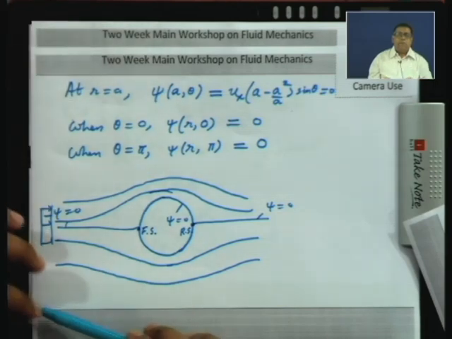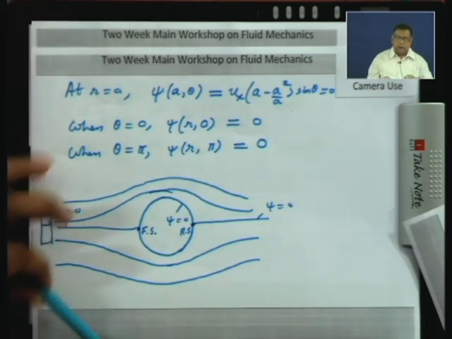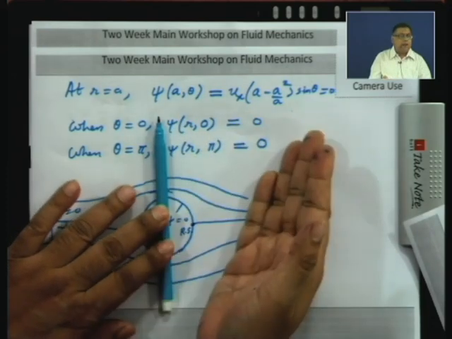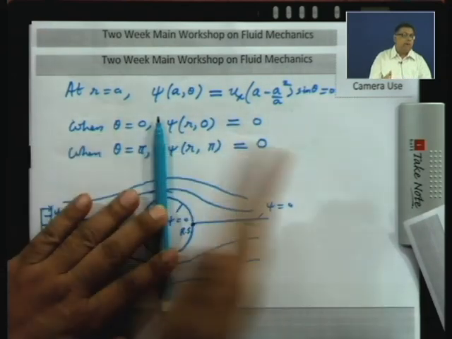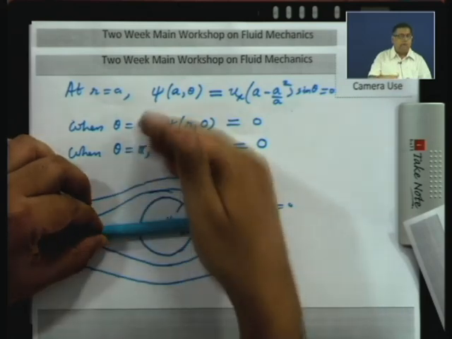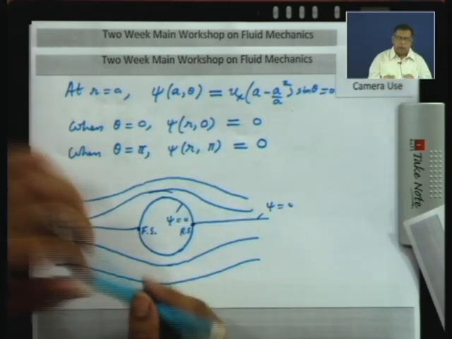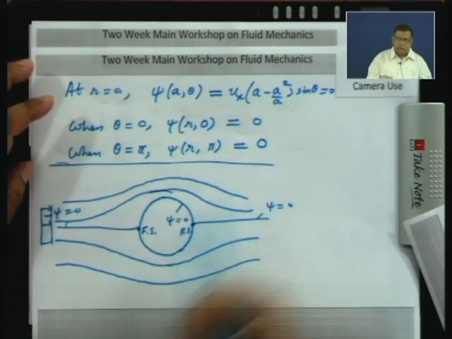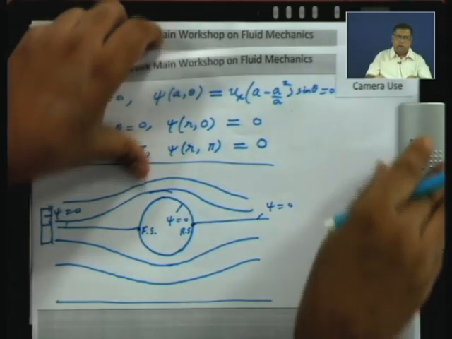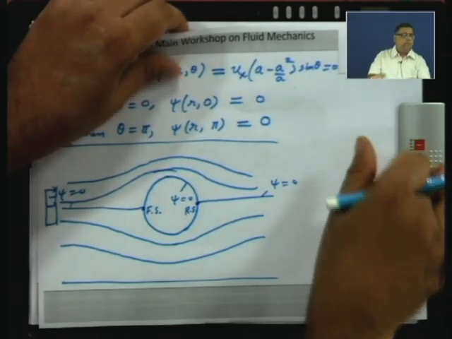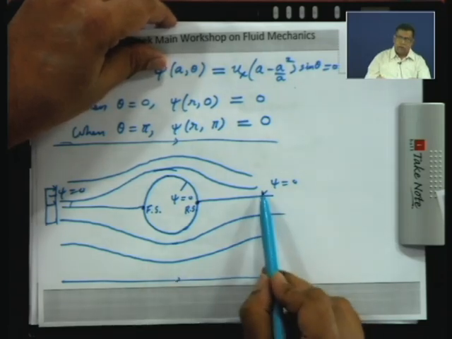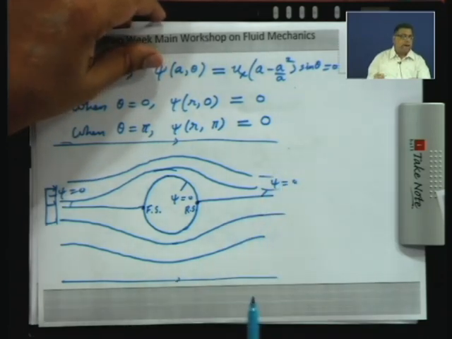So, this streamline pattern is symmetric. If you put a mirror over here, the pattern on this side and the pattern on this side will be mirror images. Similarly, if you put a mirror here, the pattern above and the pattern below will be the same, and at very far distances from the cylinder, the streamlines will become straight lines. So, this is the streamline pattern.